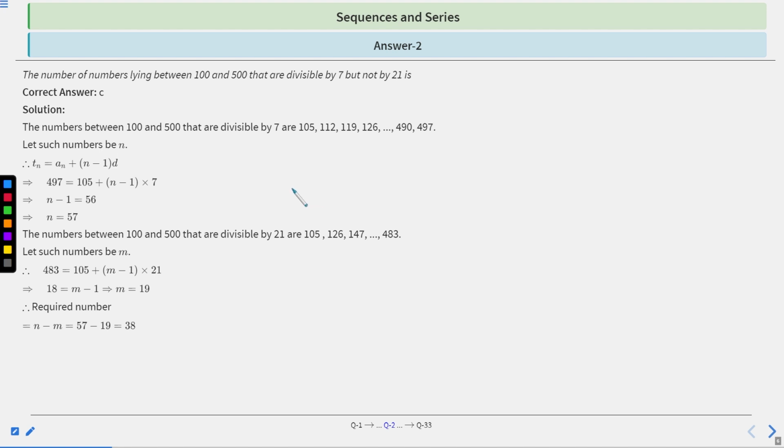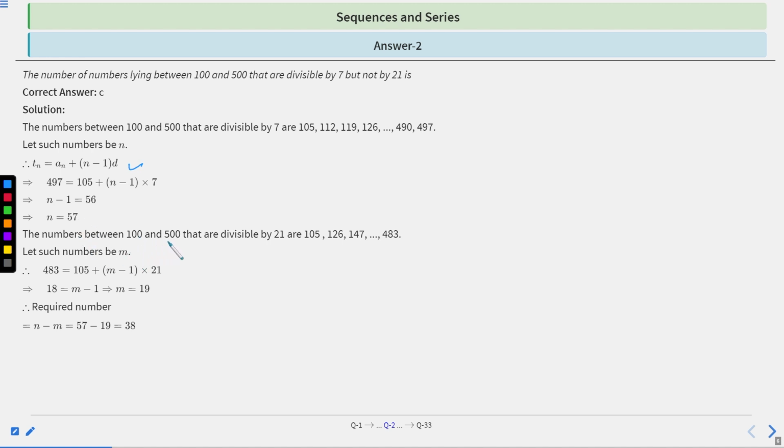The numbers between 100 and 500 that are divisible by 7 are 105, 112, 119, 126 till 497. Let such numbers be n. So Tn is equal to a plus n minus 1 into d, as we know this. So 497 is equal to 105 plus n minus 1 into 7. So after solving this, we get n is equal to 57.